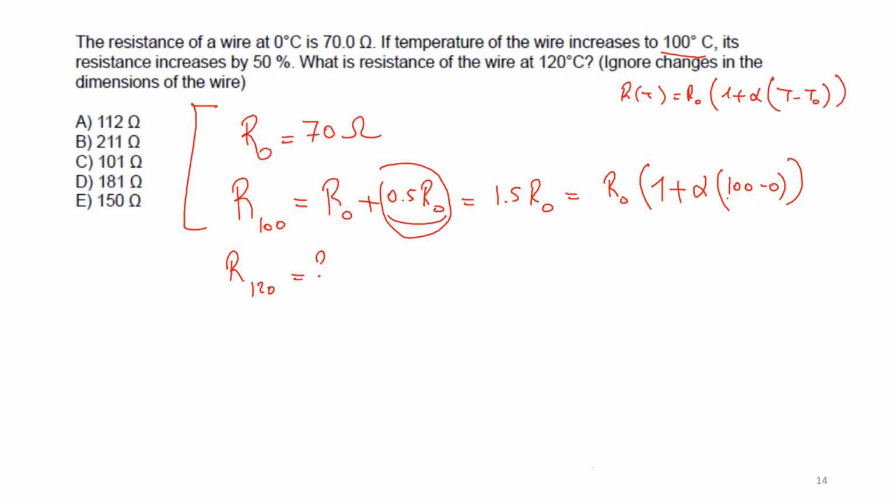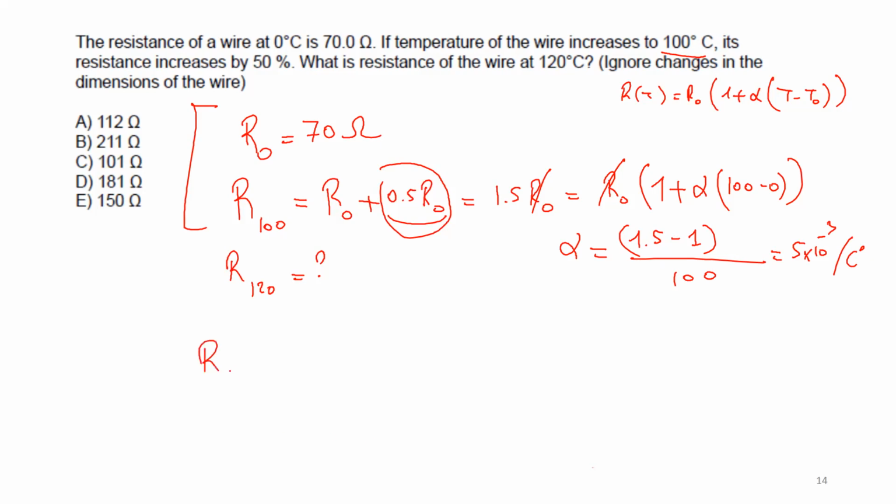So here I can get alpha. I can simplify by R0 and I get what alpha is. So alpha will be 1.5 minus 1 divided by 100. So this gives you 5 times 10 to the power minus 3 per degree Celsius or Kelvin. So this is my alpha.